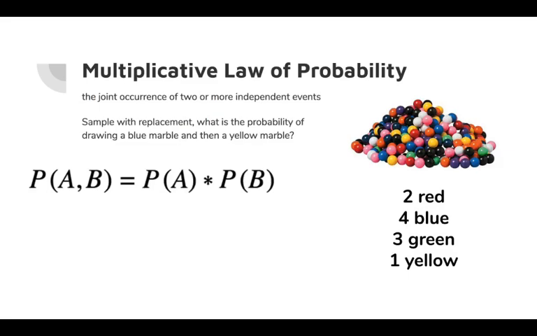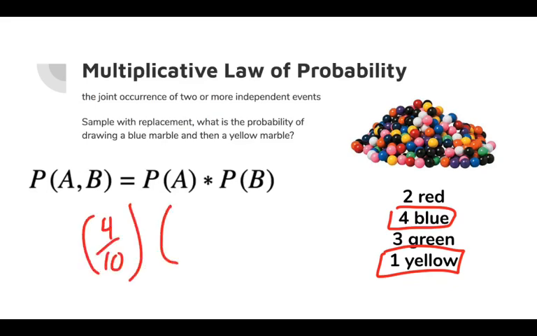Okay. So again, I haven't changed. The events are still independent because the probabilities don't change in between draws, right? So this is when I want to use the multiplicative law. Because, what did I say, blue and yellow? So if I'm looking at a blue and a yellow, my chances of drawing a blue are 4 out of 10, and I want to multiply that by my chances of drawing a yellow, which is 1 out of 10. And so this is going to be 4 over 100, or 0.04.